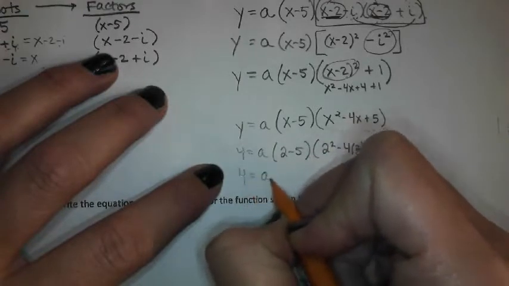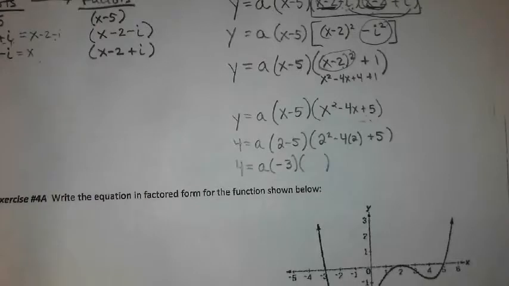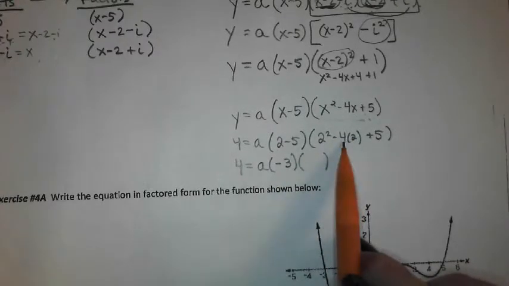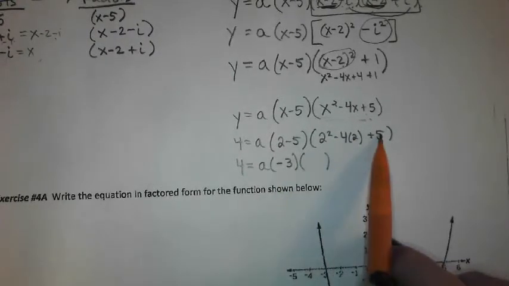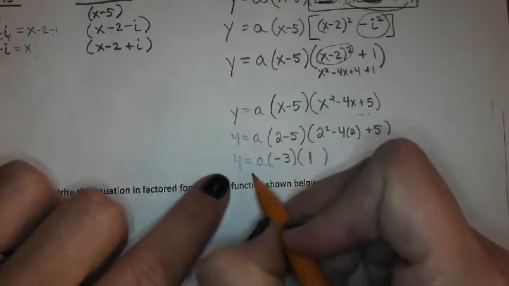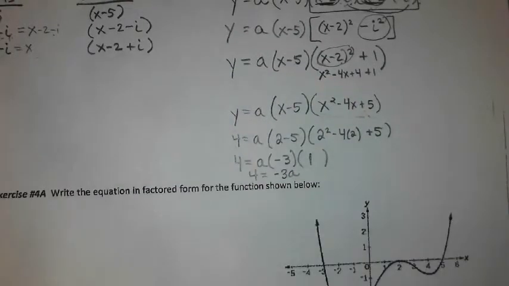So 4 will equal a times negative 3. What's my quadratic going to boil down to? 2 squared is 4, minus 4 times 2 is minus 8, so 4 minus 8 is negative 4, plus 5 is 1. And negative 3 times 1 is just negative 3a. And we divide both sides by negative 3.